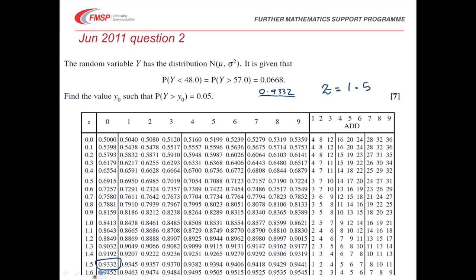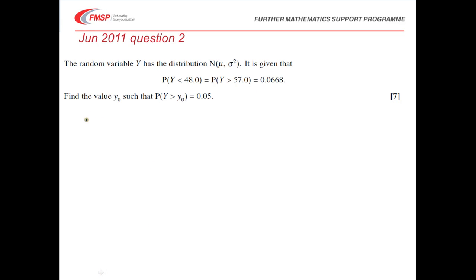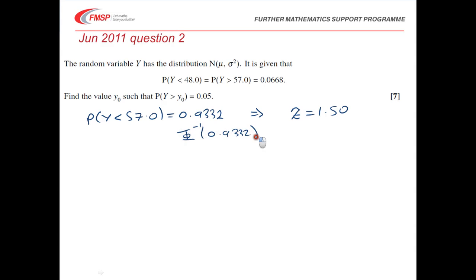Okay, so let's just reiterate that. We've got the probability that y being less than or equal to 57.0 gives me a probability of 0.9332. That corresponds to a z value of 1.50. So you'll see some notations where it says the inverse normal distribution of 0.9332 is equal to 1.50.